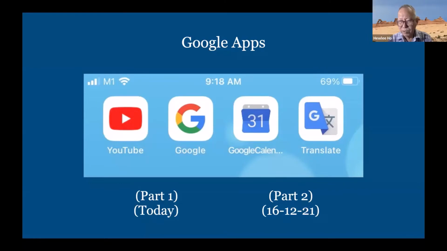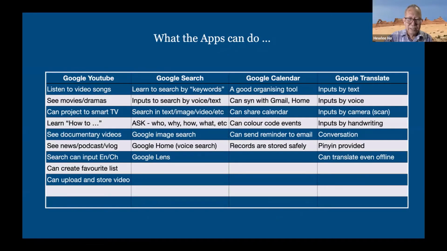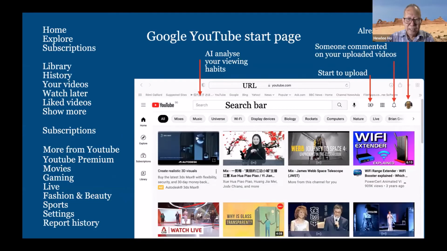Translate is also very good. There are many languages you can try out, and it is also very useful when you want to know what your friend from another country is talking about. These are just some brief notes of the 4 apps. All these are in the notes. You can take your time to read later. But today I will touch on some of those on YouTube and on Google search. Okay.